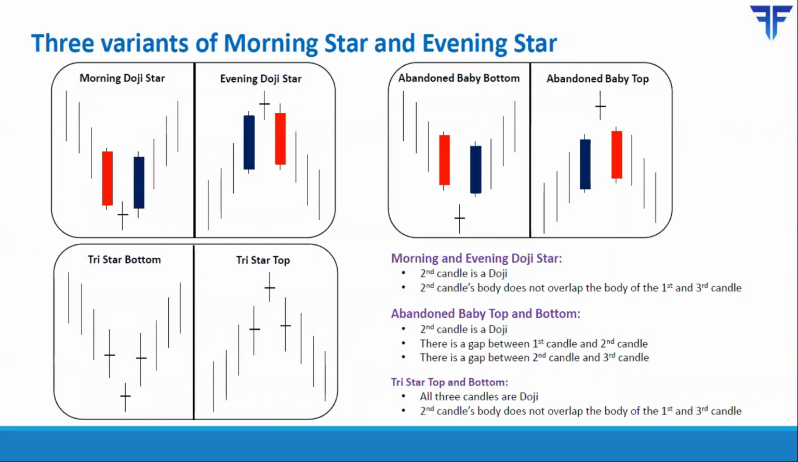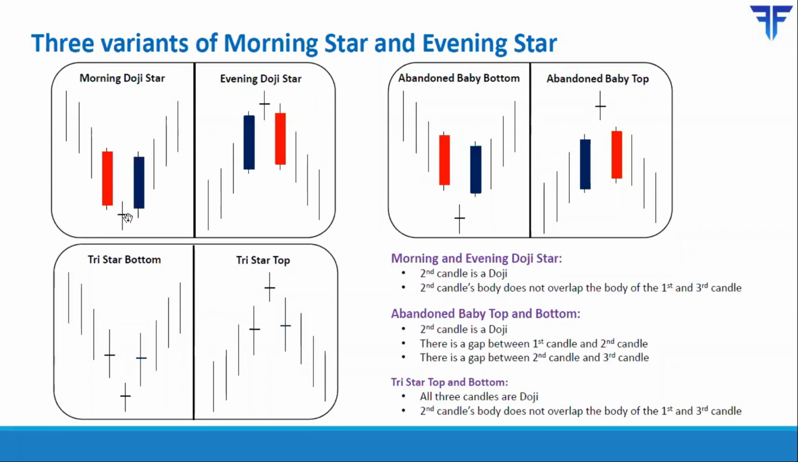Now there are three variants of morning star and evening star, although these tend to be relatively rare. The first is morning and evening doji star. The only difference between morning star and morning doji star is that in case of a morning doji star, the second candle is a doji.